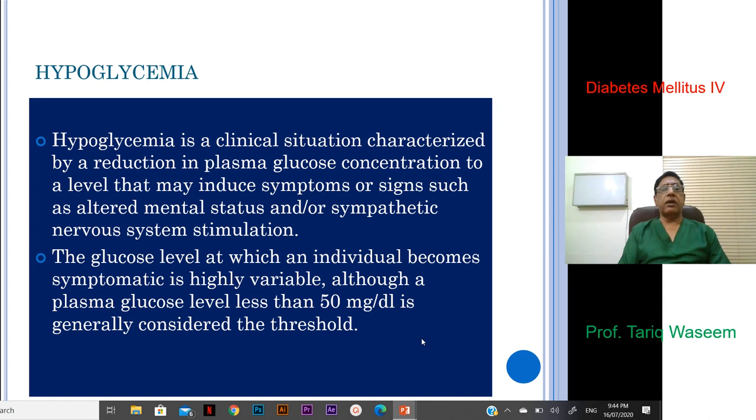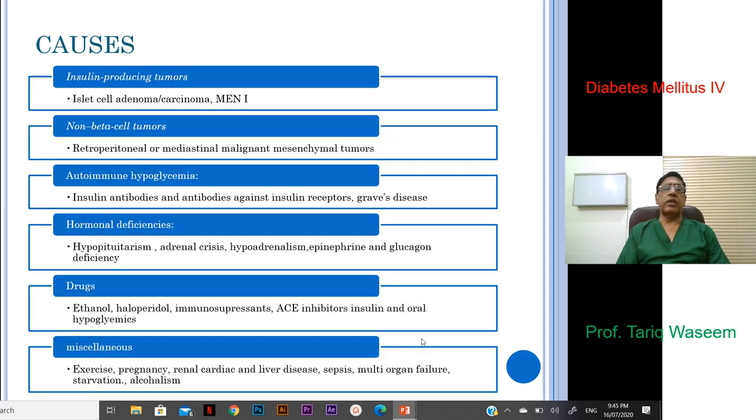This hypoglycemia can occur as a result of an overdose of oral hypoglycemic agents or insulin, or the patient forgets to take a meal after injecting insulin or after taking oral hypoglycemic agents. Rarely, hypoglycemia can occur in non-diabetic situations, maybe because of insulin-producing tumors, or sometimes because of autoimmune disorders like Addison's, or in patients with thyroid disorders.